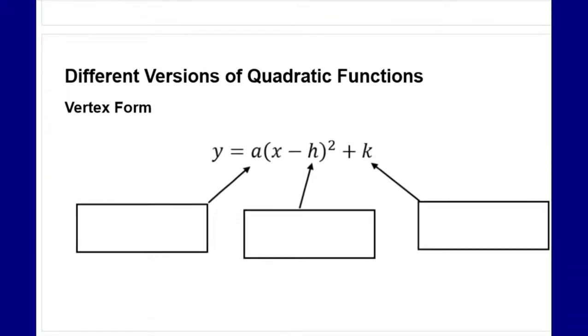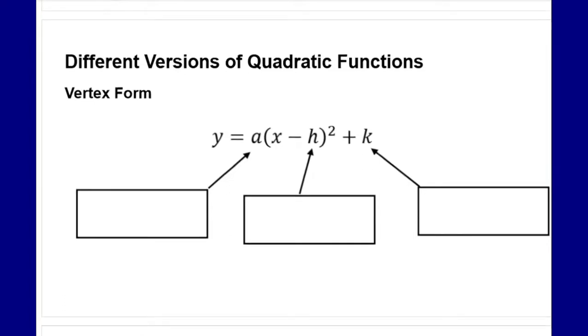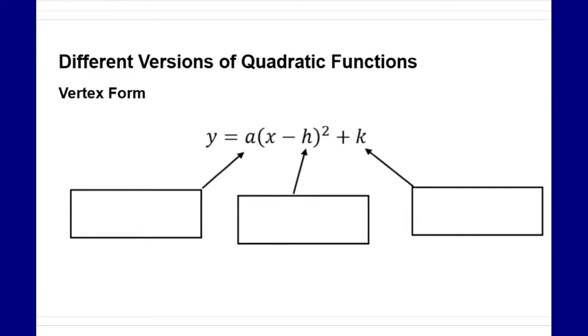In our vertex form, y equals a times (x minus h) squared plus k, this tells us some different information. You might be able to tell from the name itself, this form will tell us the vertex. Let's go through and find out what each one does. The a value tells us the exact same thing: direction of the opening. Positive opens up, negative opens down, and it also tells us the step pattern.